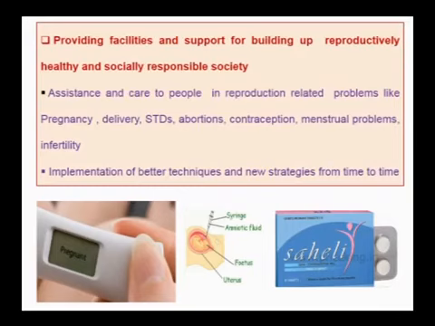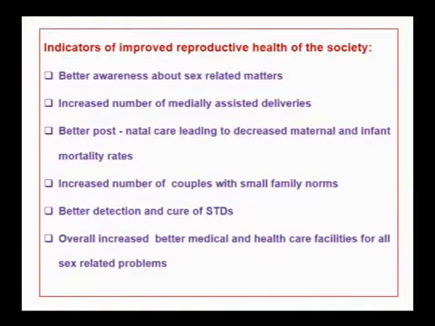The other technique is amniocentesis. It's a fetal sex determination test based on the chromosomes present in the amniotic cells surrounding the fetus. Indicators of improved reproductive health of the society.